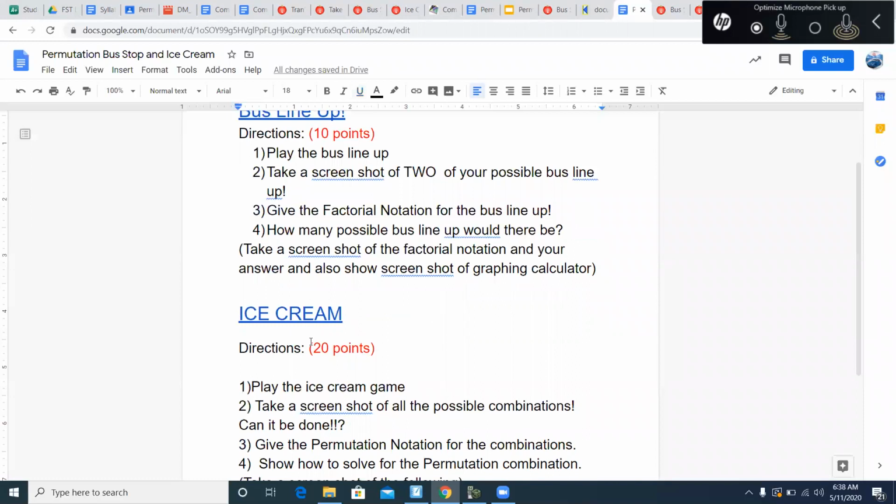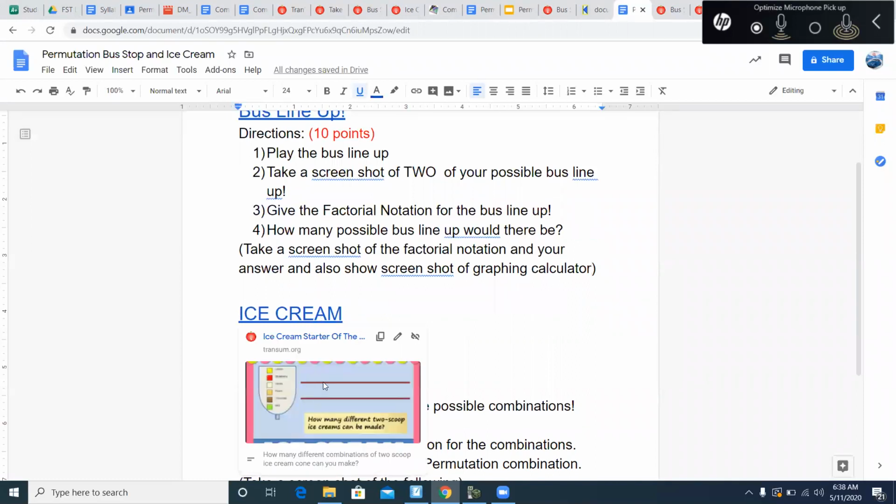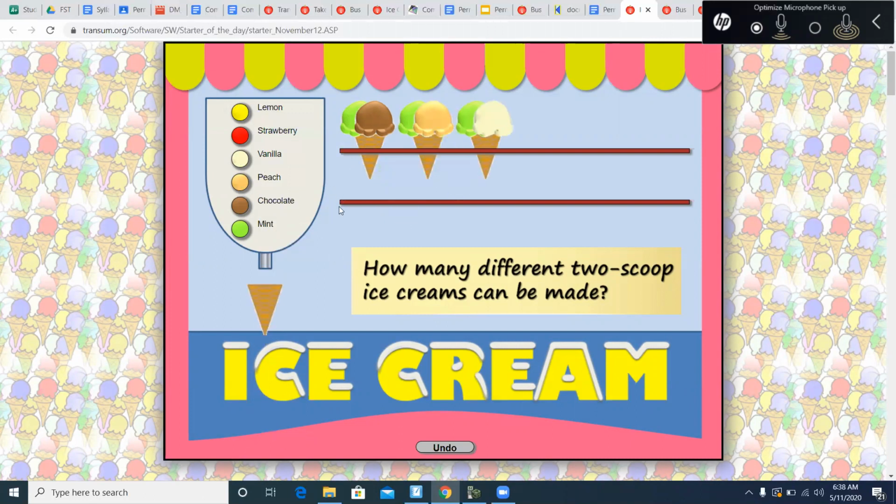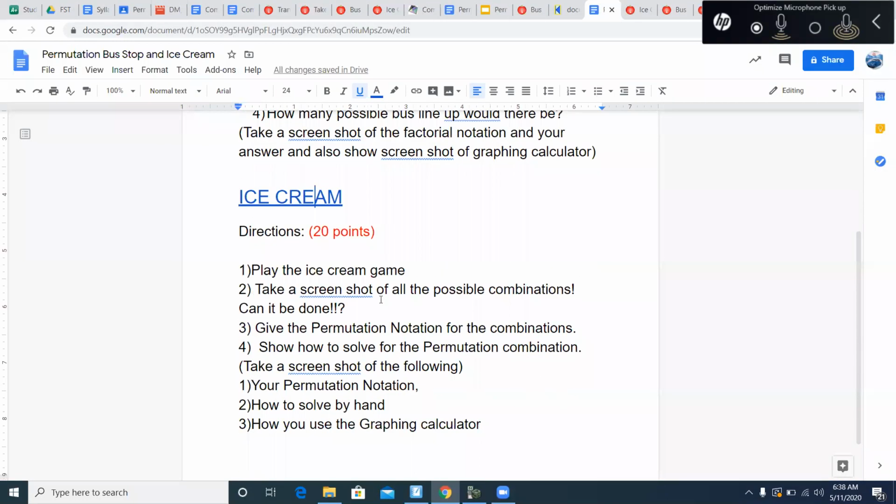Okay, ice cream. We're going to do the ice cream problem. That's going to be your next thing. Now you're going to fill up ice cream. Check this out, isn't this so cool? How many 2 scoops of ice cream can you make? Go through and see what you can come up with, all the combinations. See if you can do a screenshot of all the possible different combinations. Then give the permutation notation for the combinations.